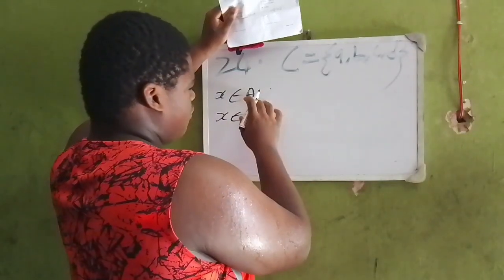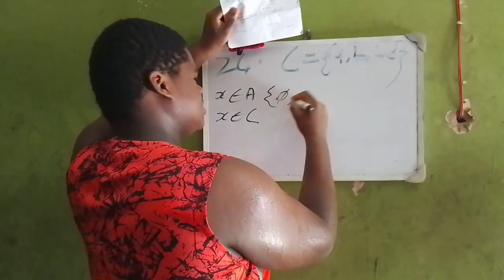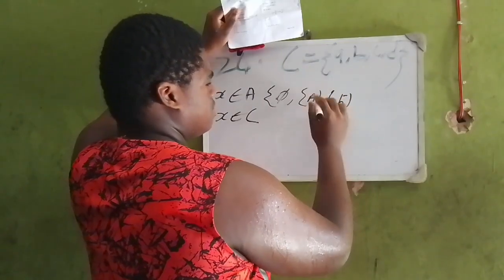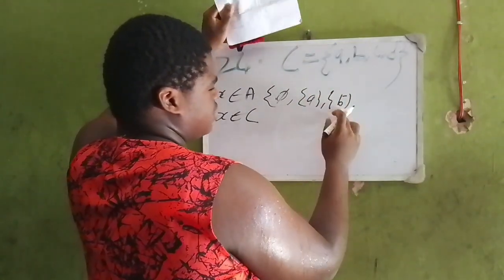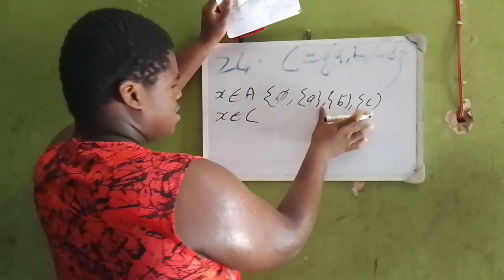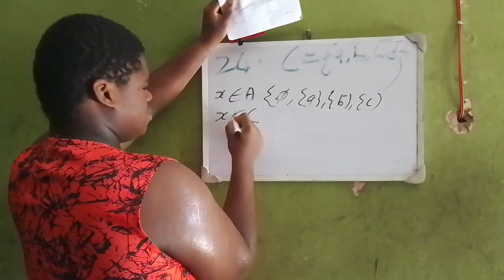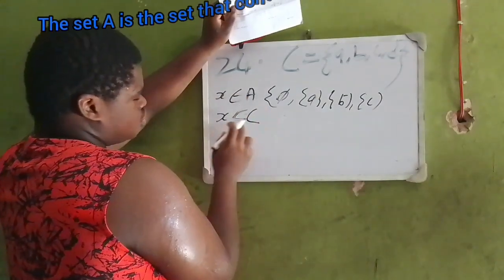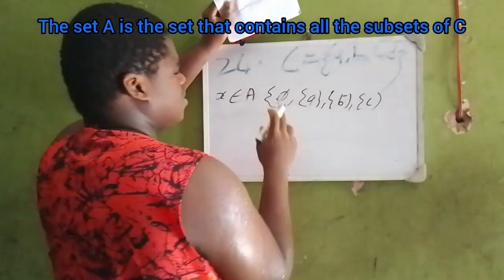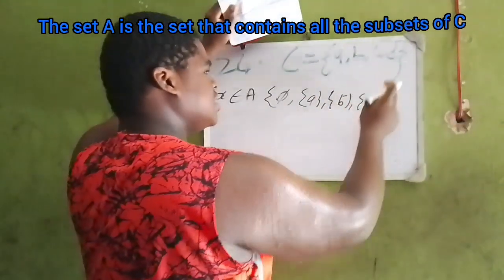That's all the subsets in A. Let's say that is the empty set, the set that contains only a, the set that contains only b, the set that contains only c. All the sets that are inside A are all subsets of C. So now, what are the sets that are inside A? We have the empty set, we have the set that contains only a, set that contains only b, set that contains only c, set that contains only d.